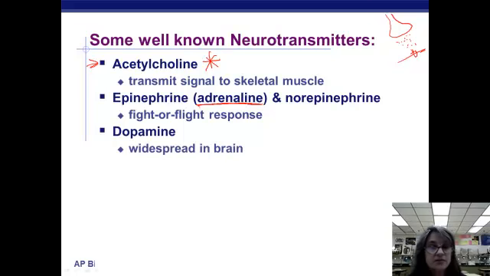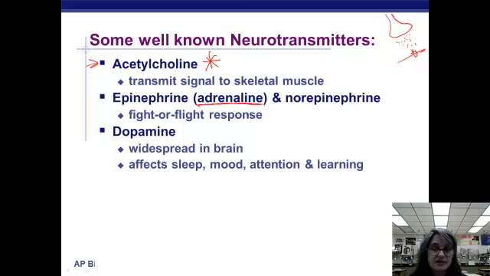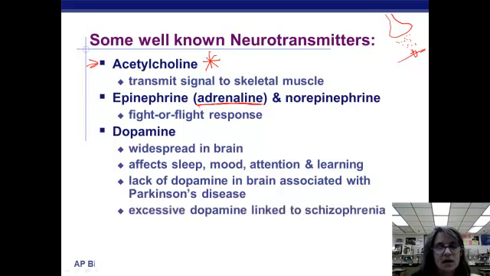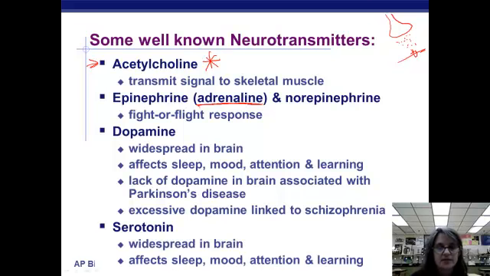Dopamine is another neurotransmitter. It's widely found in the brain and can affect all kinds of things, as you can see there on the screen. Serotonin is another neurotransmitter, also widespread in the brain and also affecting many things that dopamine affects as well. So if you're interested in that, you can Google those topics and find out all kinds of stuff, I'm sure.